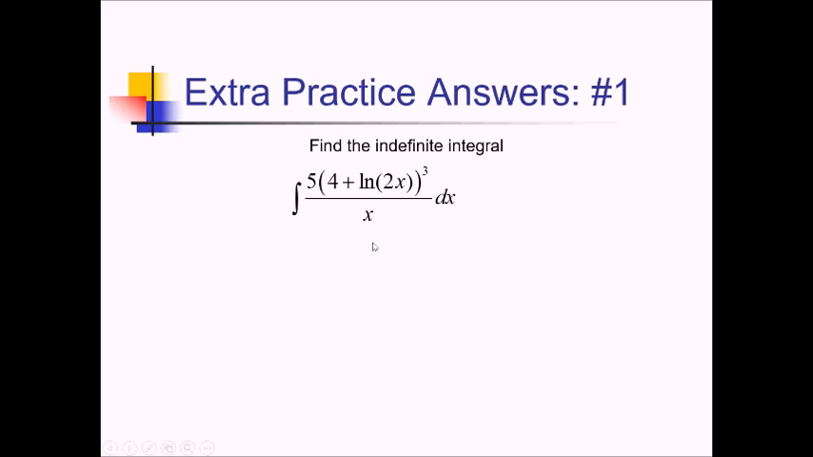we have an inner function, something with an ln of x in it here, whose derivative, something with an x, is elsewhere in the problem. So let me start by letting u equal this inner function of 4 plus ln of 2x.